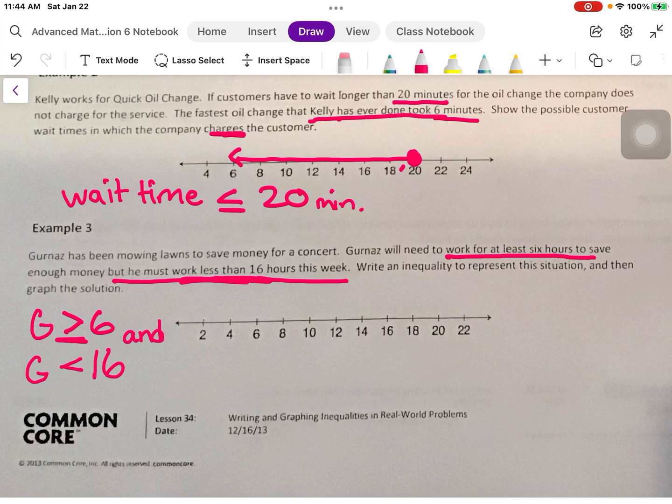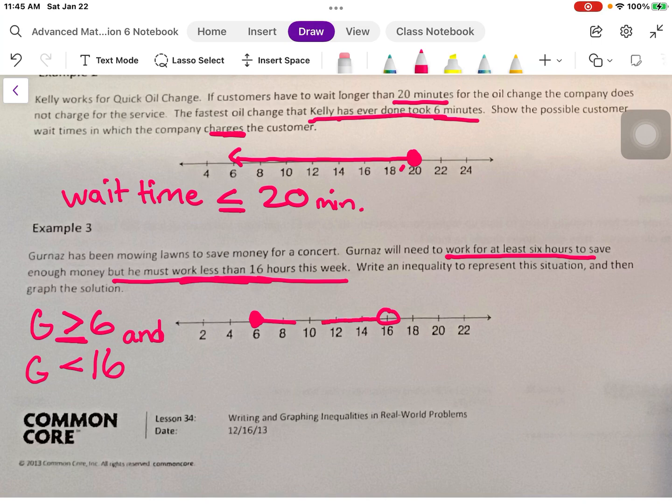What does that look like when I graph it? Okay, well, let's do this. First, I'm going to find my 6, and it's a greater than or equal to, so I'm going to color it in, and I know my direction is going to go to the right. I also have G is less than 16. Gurnaz has to work less than 16. So that's going to be an open circle on 16 because it's less than.